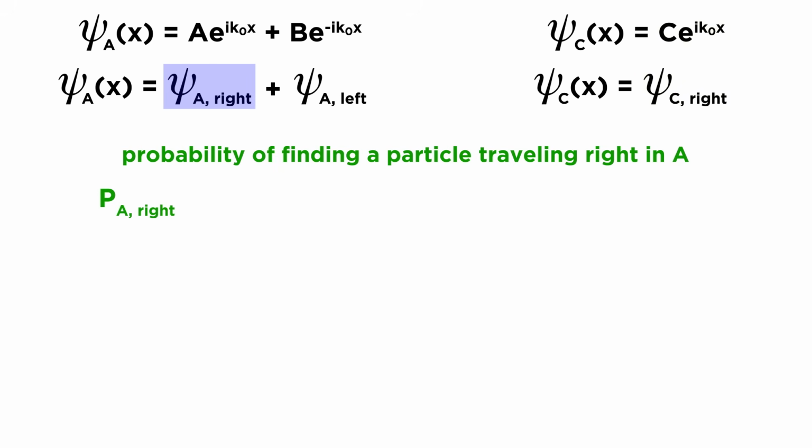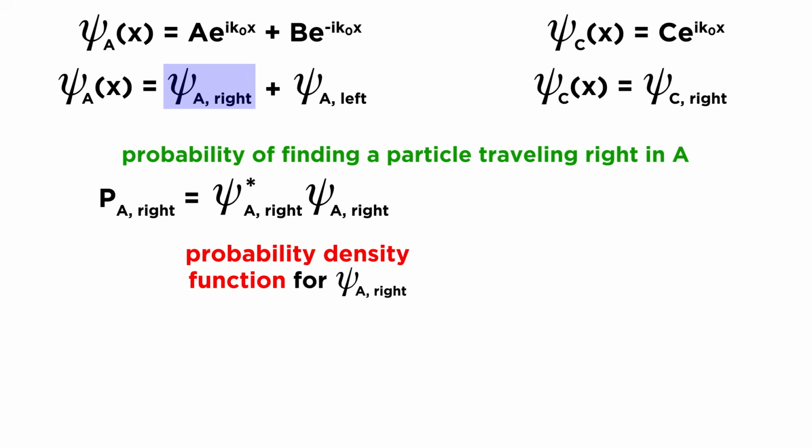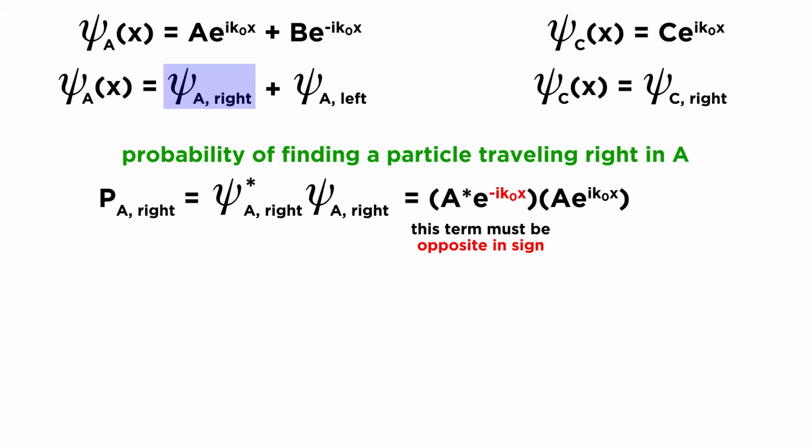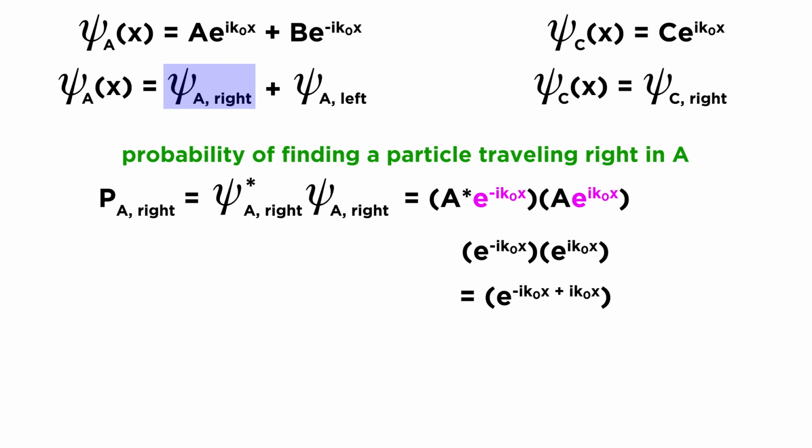Let's define the probability of finding a particle traveling to the right in region A as psi star times psi, which is simply the probability density function for psi A right. As we know from previous tutorials, psi star is the complex conjugate of psi, which means that the complex exponential will be opposite in sign. When these two terms multiply, their exponents add together and will therefore cancel out to give 0, which gives us 1 for these terms, and leaves us with A star times A.